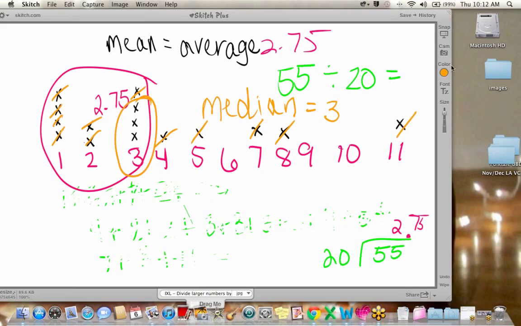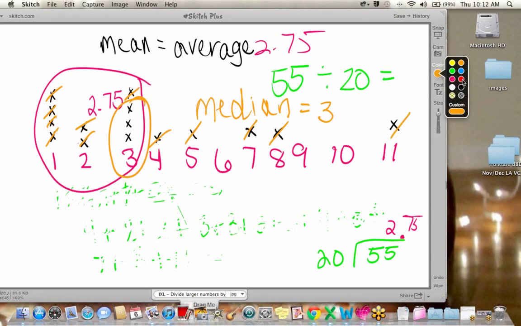Okay. Last but not least, they wanted to know the mode. Mode is the number or numbers that showed up the most times. So what 2 numbers showed up the most?